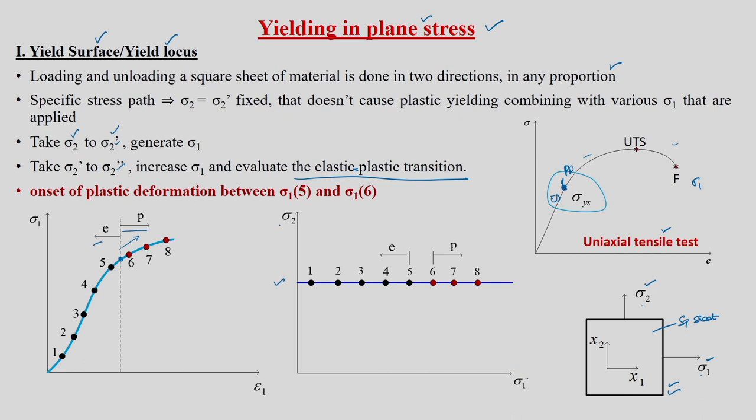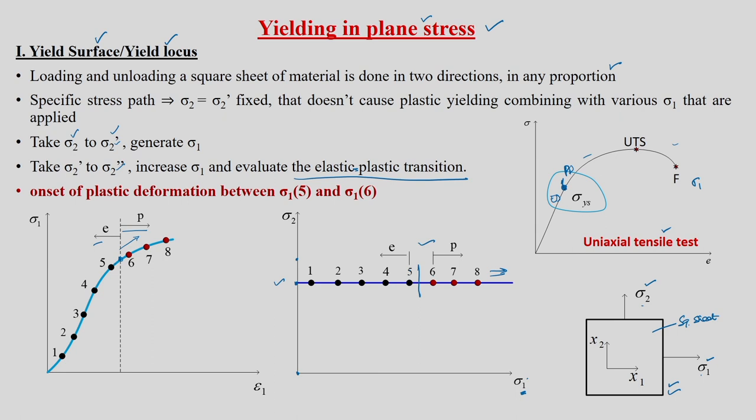If it is between sigma 1 and sigma 2, I am picking up the sigma 2 to this particular value, and I am increasing sigma 1. So I am going to get one particular point where, between 5 and 6, I am going to have elastic to plastic transition like this. Similarly, I am going to take sigma 2 to sigma 2 dash, and I am going to change sigma 1, I will get some other transition.